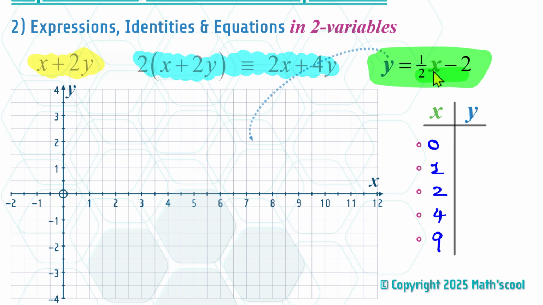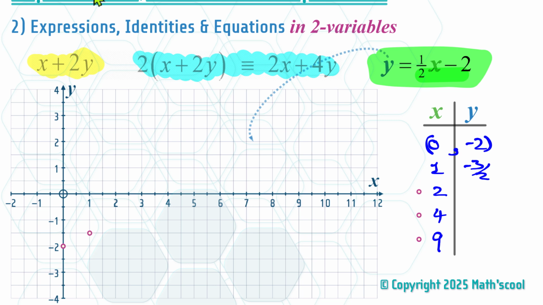If I put in x is 0 into there, a half of 0 is 0, minus 2, it's going to give me y is minus 2. So this is the coordinates of a point: 0, minus 2. 0 along x and minus 2 along y. So I'll just place a little dot and then I'll carry on. If I put in x is 1 into there, I get a half times 1 is a half, minus 2 is minus 3 over 2. And so that gives me the point 1 and minus 3 over 2, minus 1.5 there.